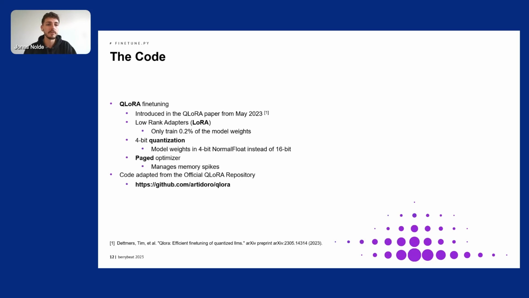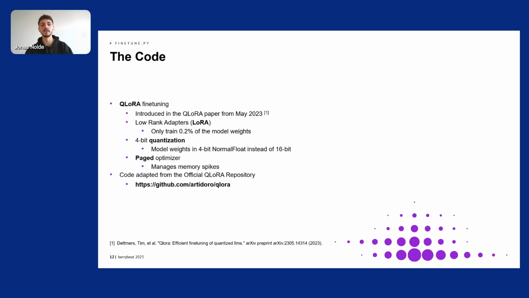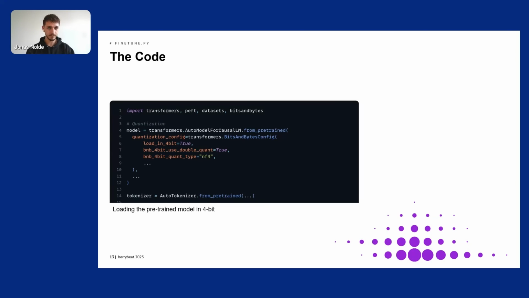The code we used is adapted from the official QLoRA repository. If you want to see the full code, you can look it up there. But I'll show you the most important parts of it now. In line 4, we set up the model and also do the quantization. If you use the double quantization and the 4-bit normal float, you get the best performance for the lowest memory footprint.